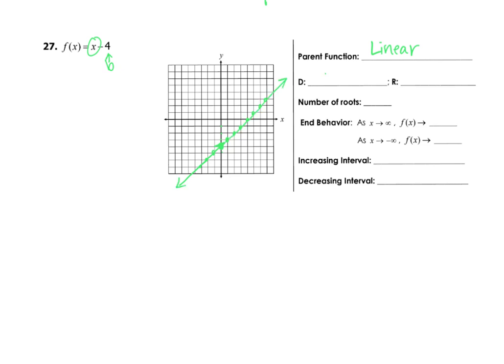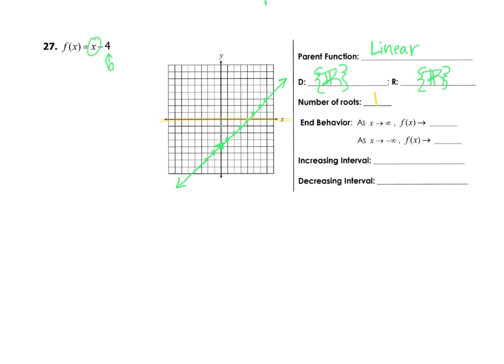Okay, the domain is still all real numbers. My range, we're moving bottom to top forever, so our range is still all real numbers. Every linear equation is. How many times will a linear equation cross the x-axis? 1 time. That's it, every time.